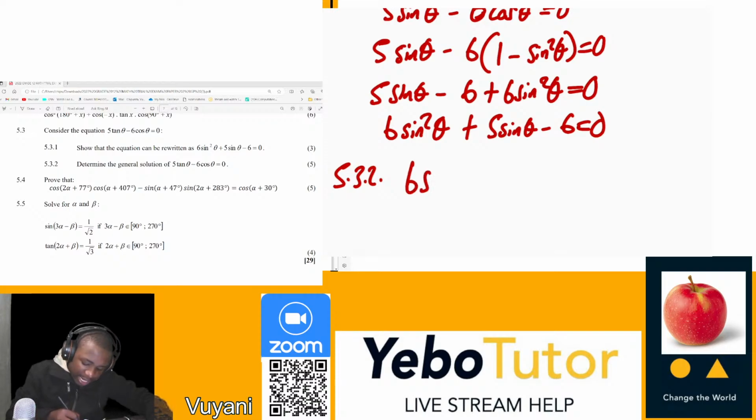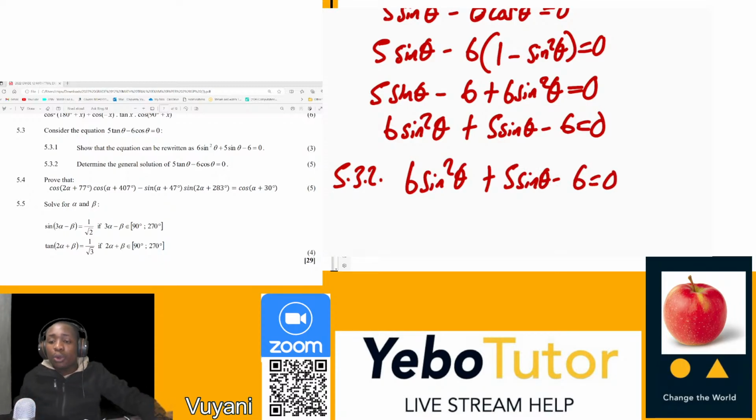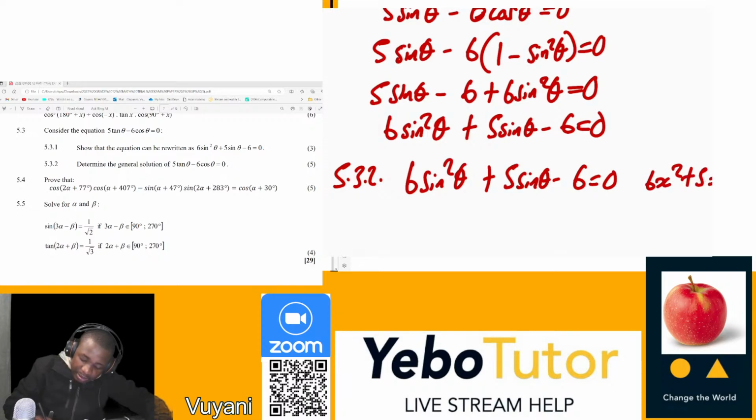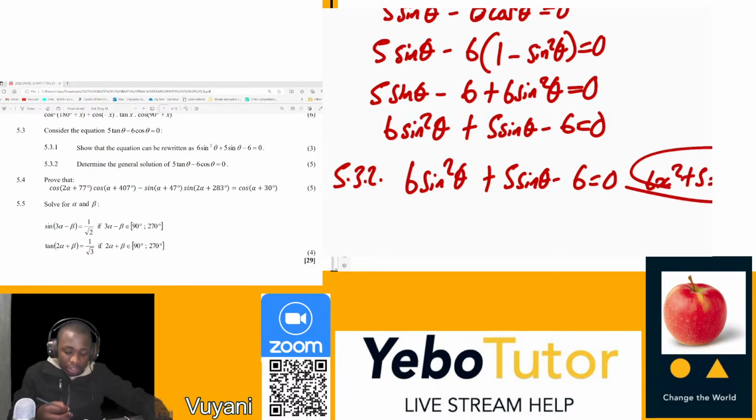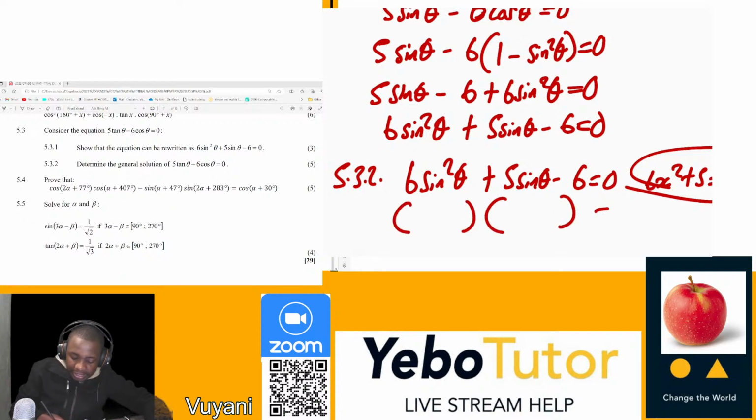So we know that 6 sine squared of theta plus 5 sine of theta minus 6 equal to 0 can also be solved as we are looking at just a quadratic equation. So this can be 6x squared plus 5x minus 6. Then we can solve this. When we do that, we are going to have factors equal to 0. Of course, we can use our calculator to find the factors, but if you can find them, you can literally see that that should be 3 sine theta minus 2. Then the other one must be 2 sine of theta plus 3.